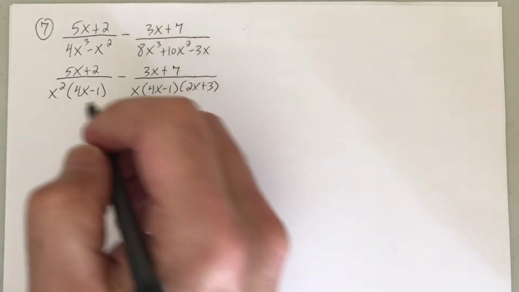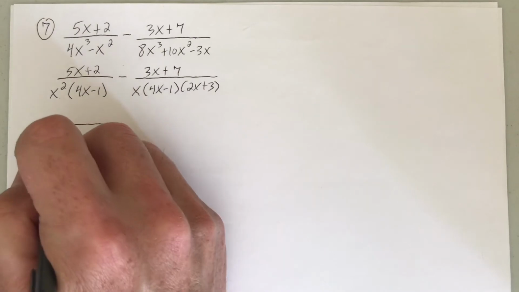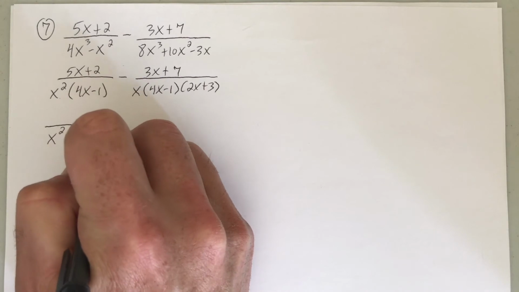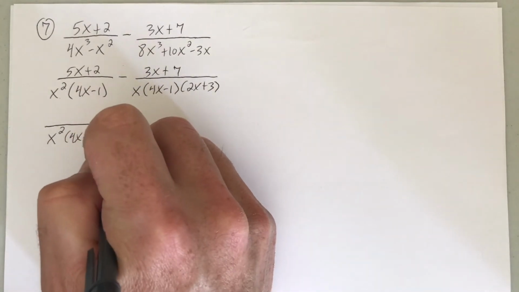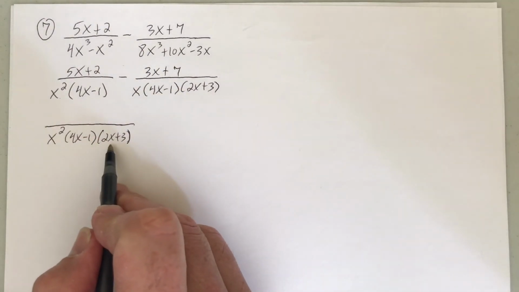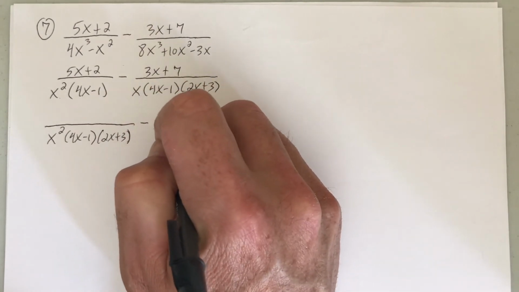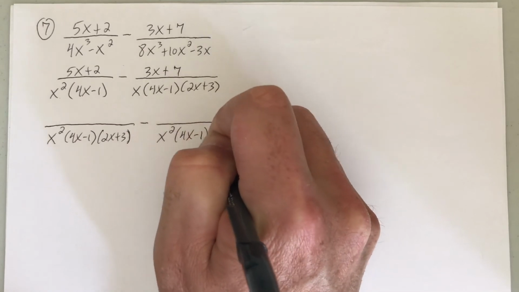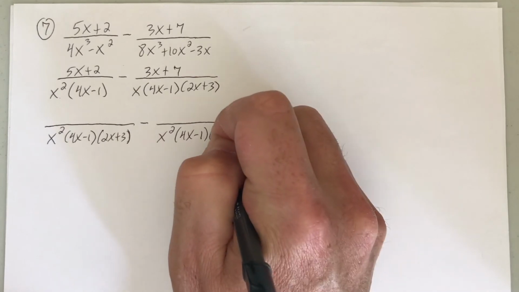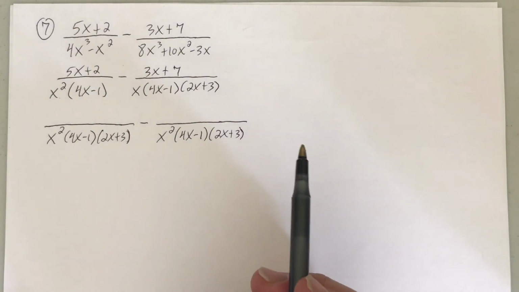So basically my least common denominator, I've got to have the x squared, and I can fix that by multiplying this by x. So x squared, got to have the 4x minus 1, and then I need to have the 2x plus 3. So x squared times 4x minus 1 times 2x plus 3 is going to be my least common denominator. Now, if you went ahead and you multiplied this times this to get your common denominator, that problem is going to be a mess. Very, very difficult to do if you don't actually factor it and try to get the least common denominator for this.